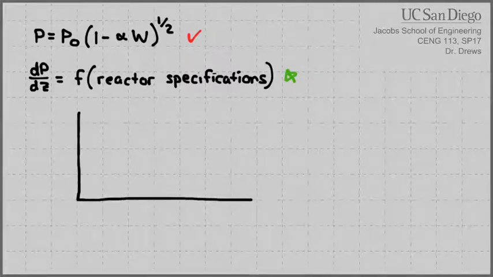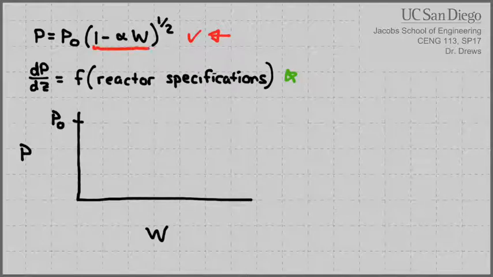And you can try this on some of your homework problems. If we plot W and pressure, initially we start off with some pressure P naught. According to that equation up there with the red check mark, the pressure is going to fall as we go down the length of the reactor. It will fall until it eventually gets to 0. Actually, we know exactly when it hits 0, because if this term is ever equal to 0, then the pressure in the system is also equal to 0. So there's a special point.